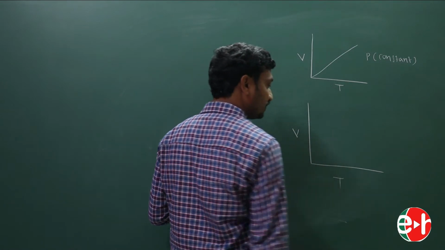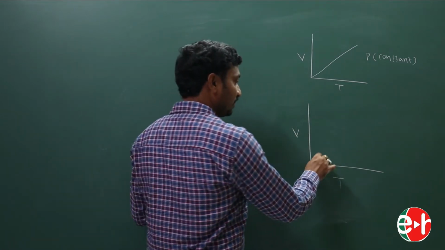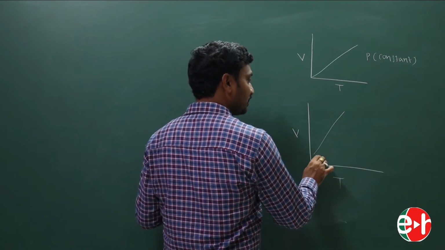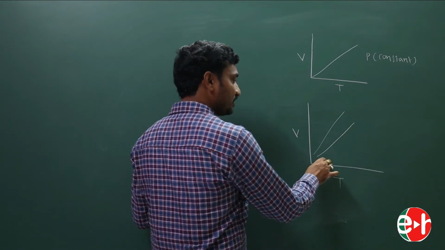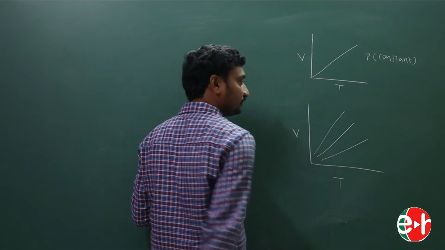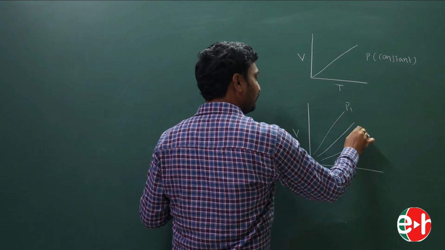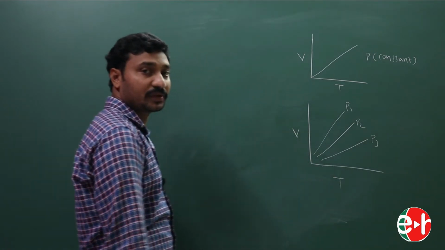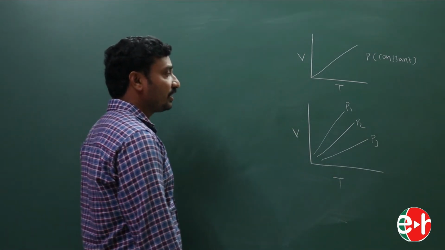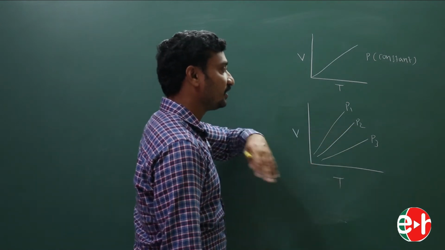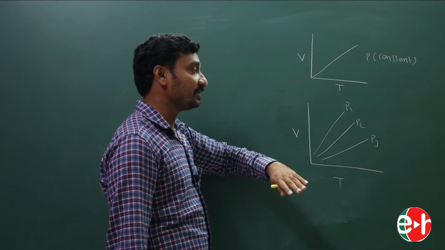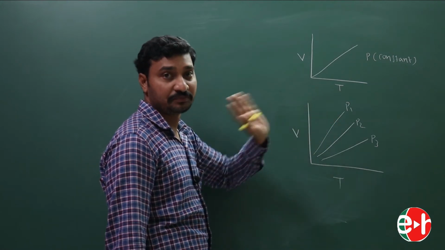Volume, temperature, different pressures. This is the graph at P1 pressure, this is the graph at P2 pressure, and this is the graph at P3 pressure. Okay, P1, P2, P3. Now, what is the relation between P1, P2, P3? That means P1 is equal to P2 is equal to P3, or P1 less than P2 less than P3, or P1 greater than P2 greater than P3.